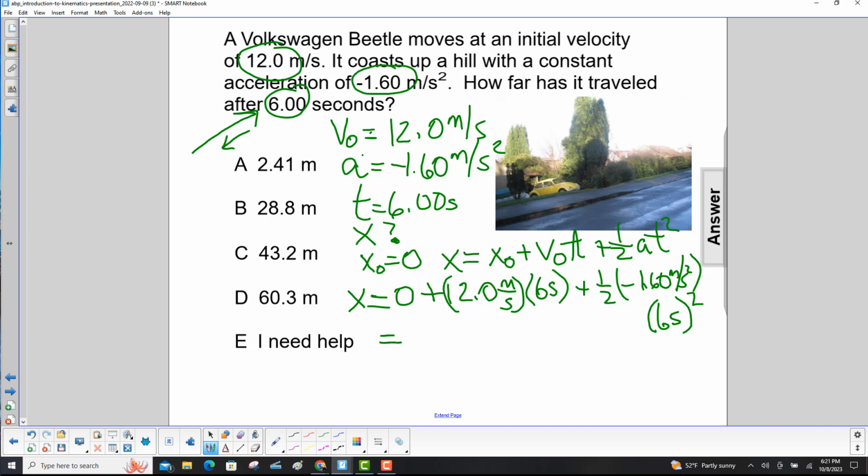So now we do the math. You multiply these together first. You multiply this together, again, making sure you keep the negative sign there. And we square the 6 seconds. And we get an answer of 43.2 meters.